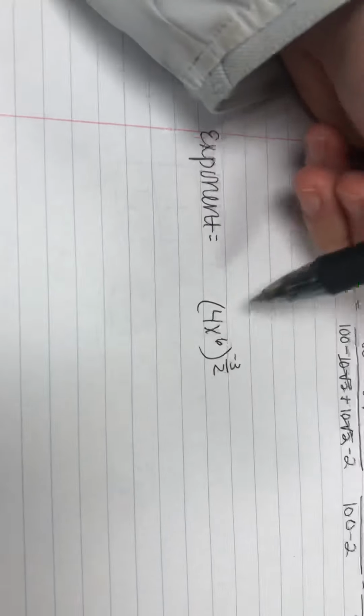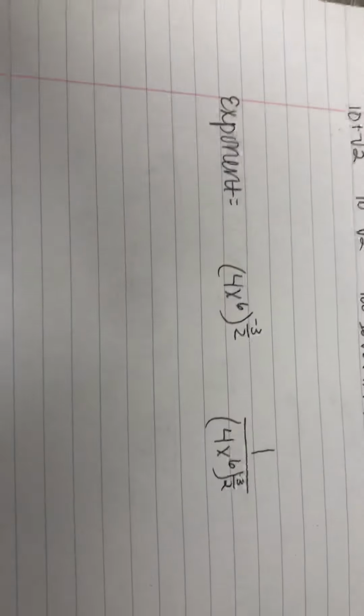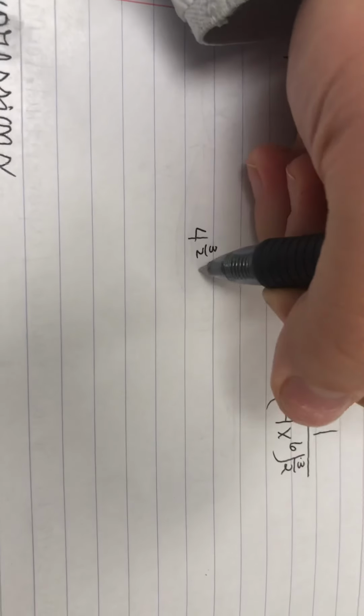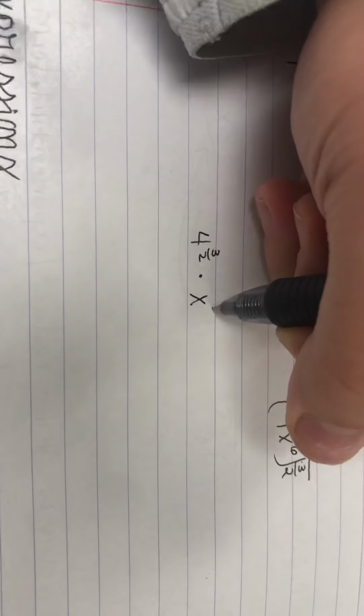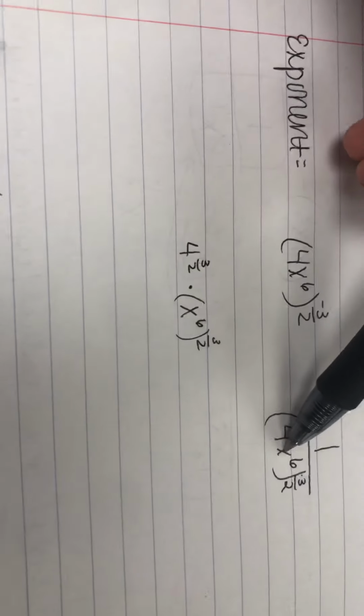So let's talk about the exponent here. When I am doing these, the first thing you have to recognize is: is the exponent negative? Because if it is, it becomes 1 over, and we have the same thing, 4x to the 6 to the 3 over 2. So that negative is gone from the exponent. All right, now when I do these, I look at it more like 4 to the 3 over 2, and then times x to the 6th to the 3 over 2. This just reminds you that the exponent 3 over 2 belongs to the 4 and it belongs to the x to the 6th power.